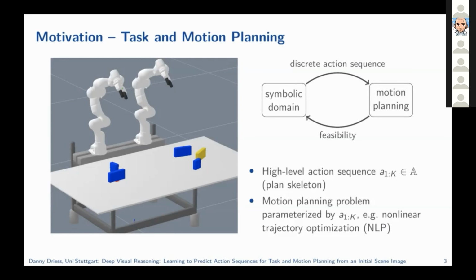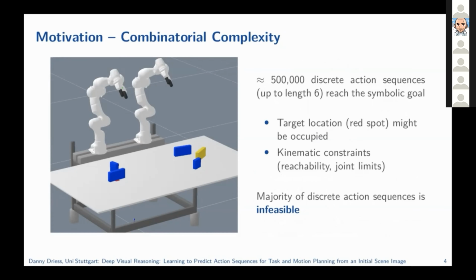In this scenario shown here, there are about 500,000 discrete action sequences up to length 6 that reach the symbolic goal. At the same time, due to kinematic constraints such as reachability or joint limits and other objects that act as obstacles, the majority of the discrete action sequences are infeasible and therefore, many motion planning problems have to be solved to find a feasible solution.